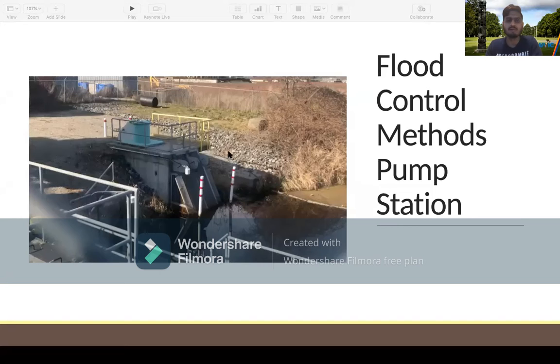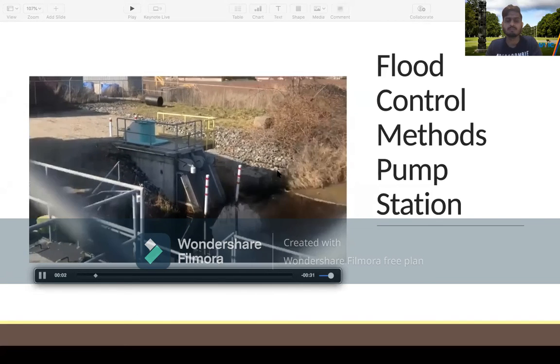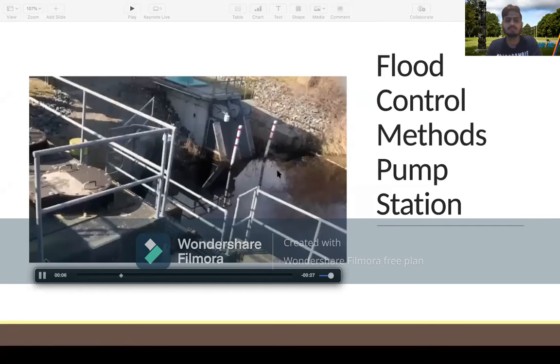Here is an example of a pump station. Example of a pump right here. So this helps mitigate the water when water levels rise from the sea.